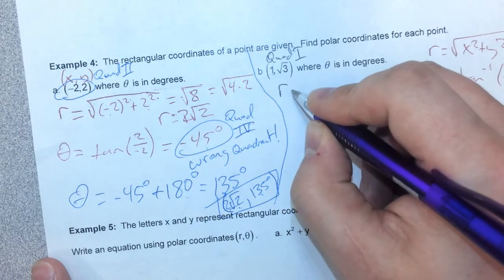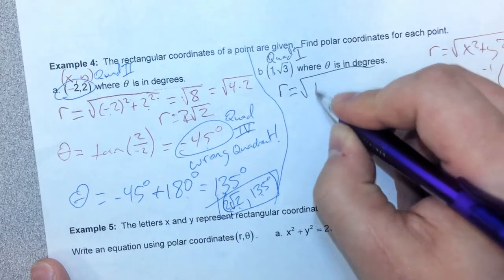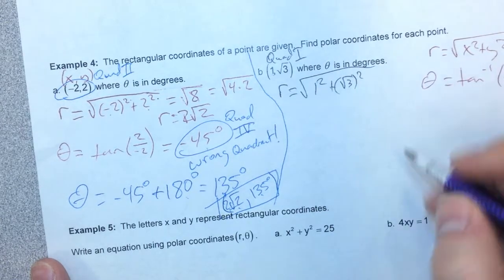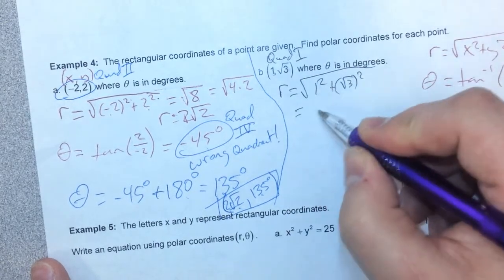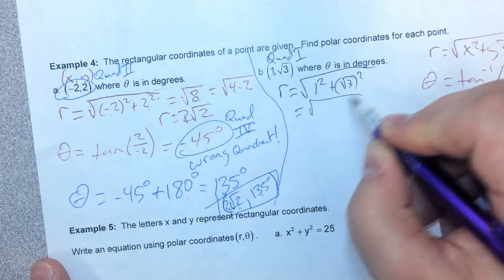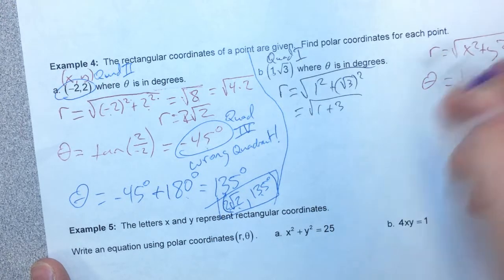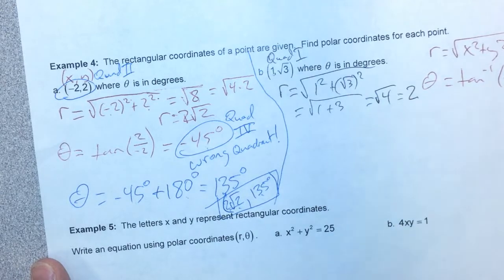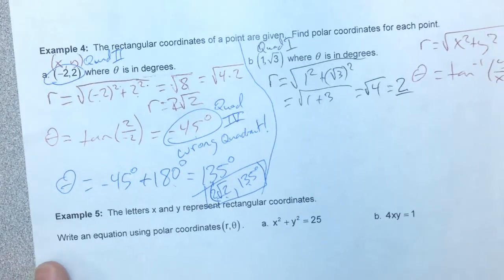Let's deal with r first. So r is going to be the square root of 1 squared plus root 3 squared. That's going to be equal to 1 squared is 1, root 3 squared is just 3, so 1 plus 3 is 4, so that's going to be 2. So our r is 2 in that case.